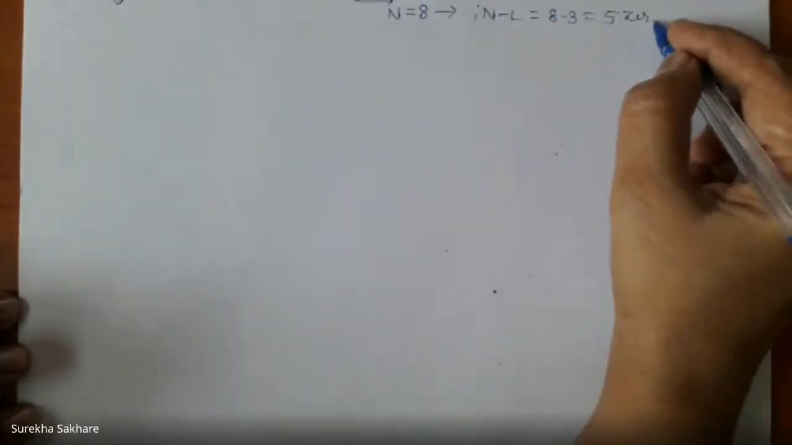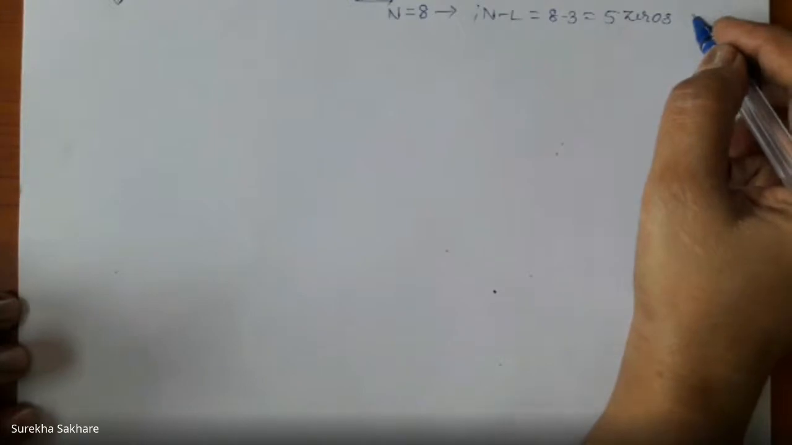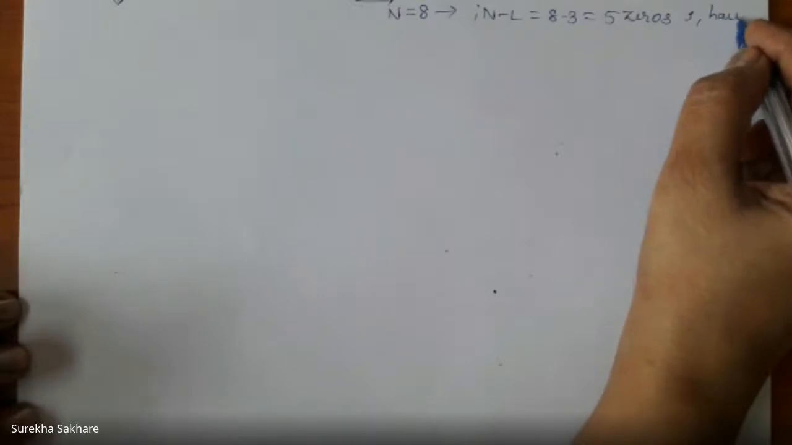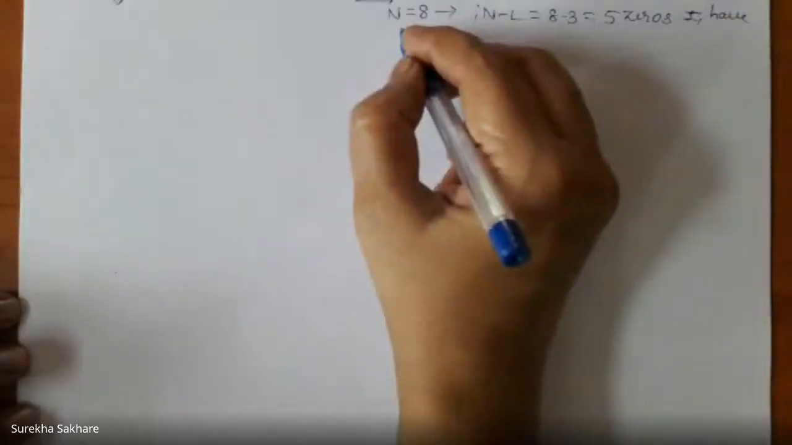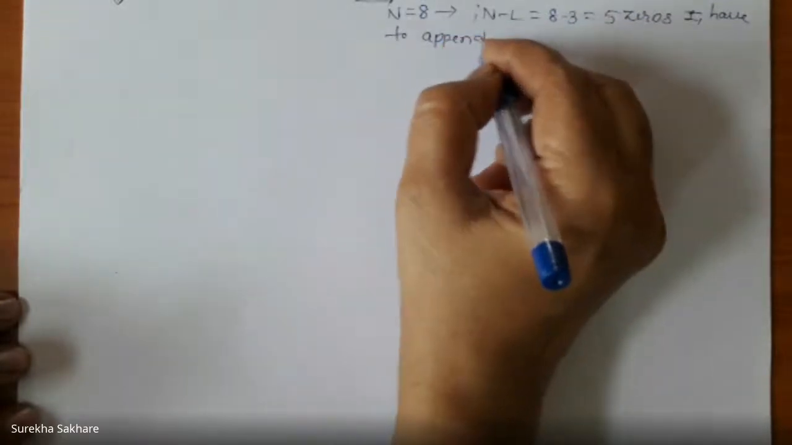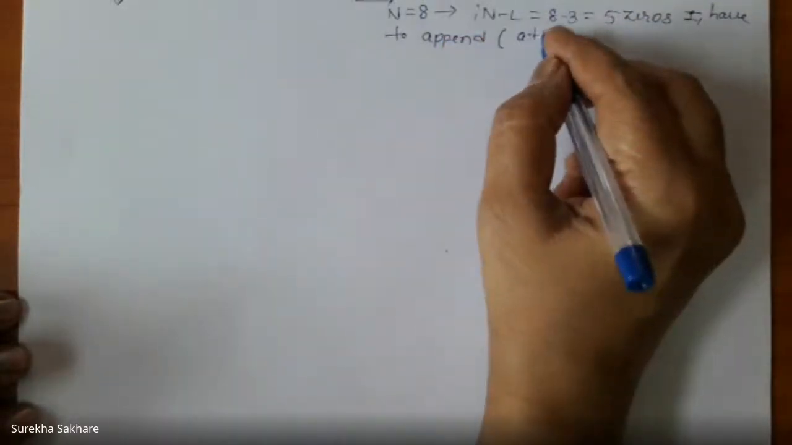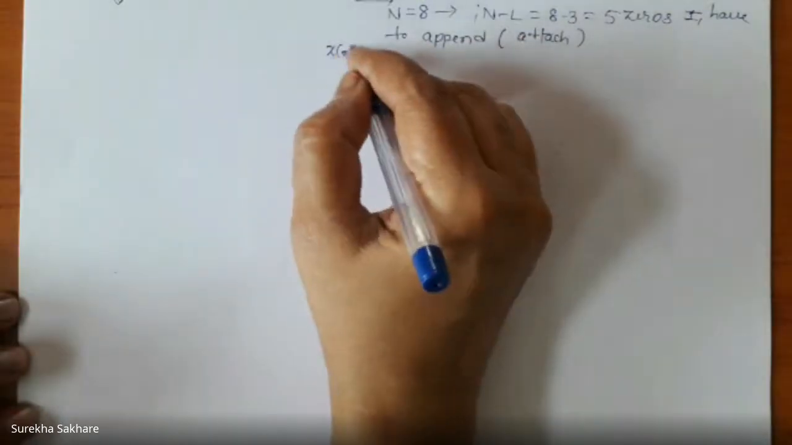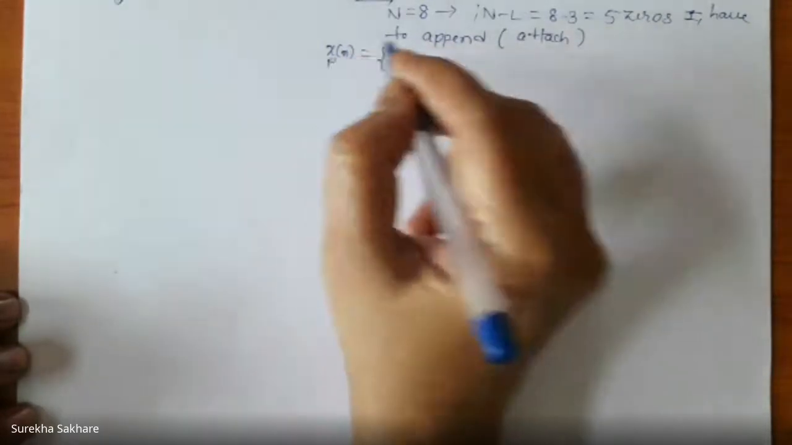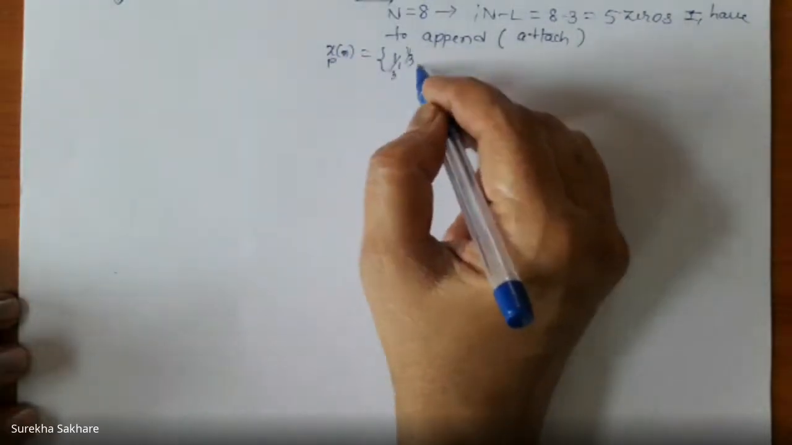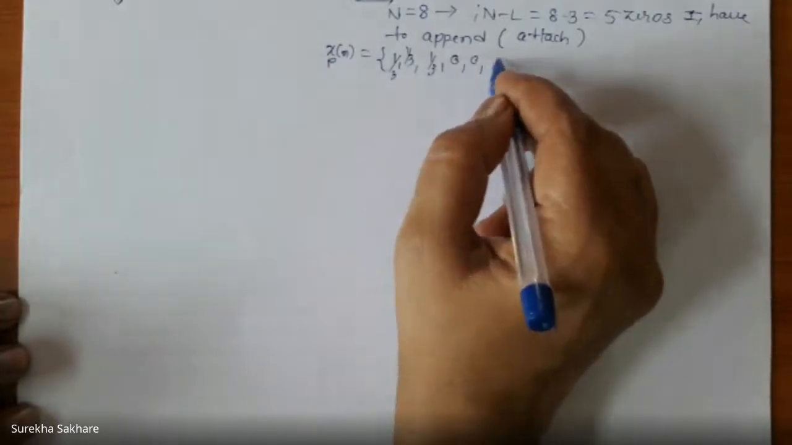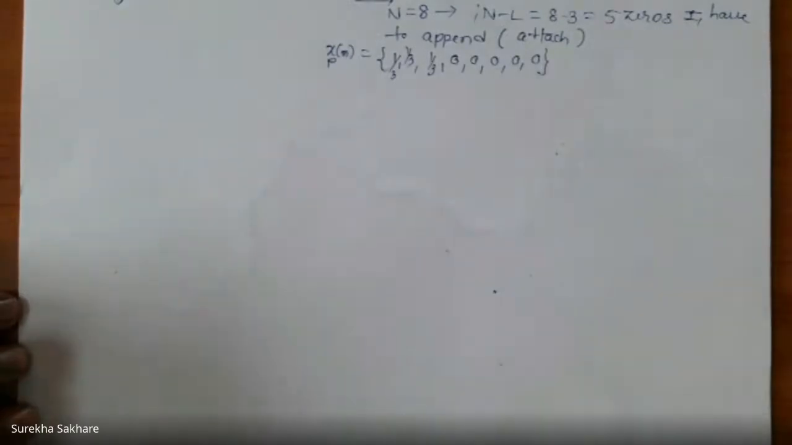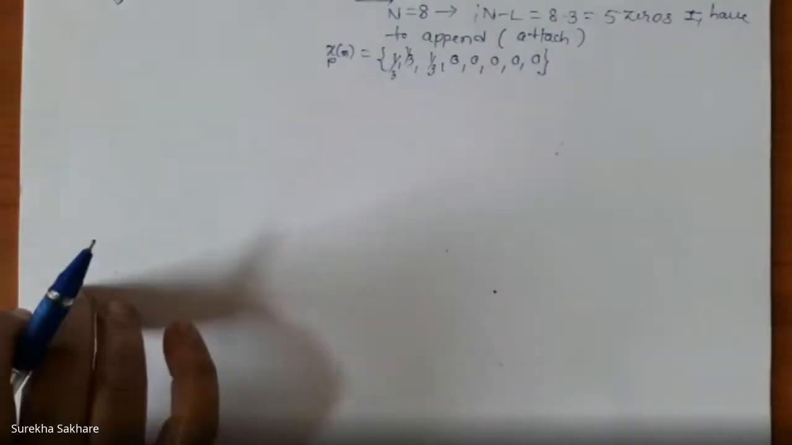I have to append, append means attach. So my x of n will be, this is called a periodic x of n, 1 by 3, 1 by 3, 1 by 3, and 5 zeros. Okay, and 5 zeros. Now I have the original formula for me, which I remember.